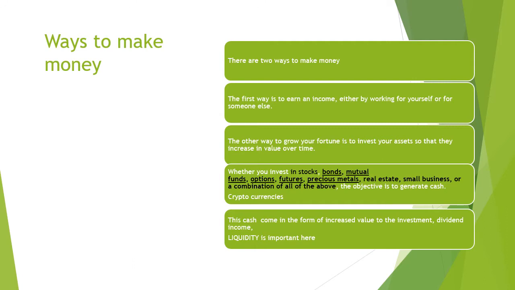So there are two ways to make money. The first way is to earn an income, either by working for yourself or for someone else. We have to work with somebody, or we can have our own venture to get money. So that's one way to make money. The other way to grow your fortune is to invest your assets so that they can increase in value or worth over a period of time. So one way to increase money is to work, a job, which creates employment, or entrepreneurship, etc. And the other way to increase money is investment.